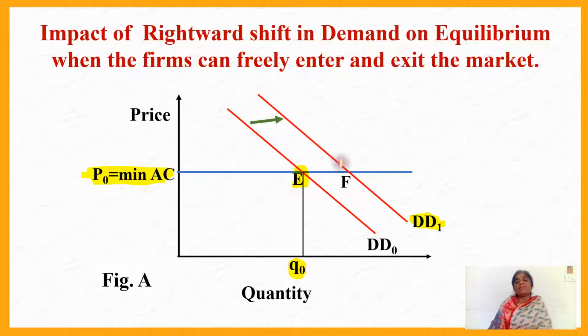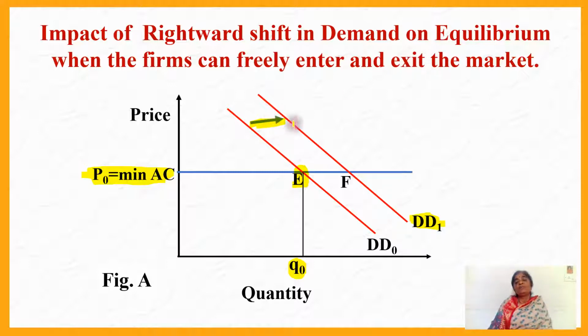When demand increases, what will happen? There will be a shortage situation at this initial price. Then what will happen when there is a shortage? The price will increase. When the price increases, what will happen after the shift? The profit also will increase. But this is the case where firms can enter or exit freely.